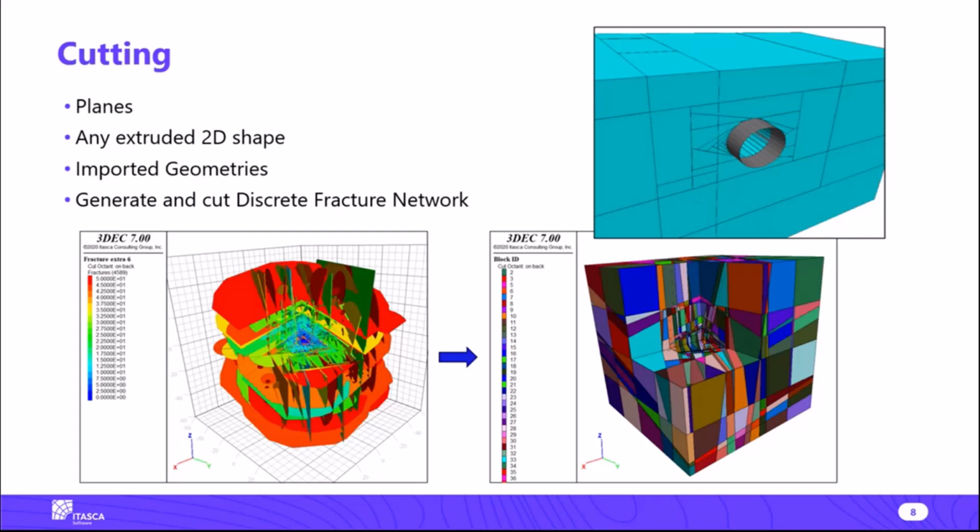And then the last bullet point here is you can generate discrete fracture networks. This is a capability that exists in all of the ITASCA programs, the ability to create a fracture network with different size distributions and orientation distributions and so on. But what's unique about 3DEC is that once you have the discrete fracture network, you can cut it. You can use that to create a model with a bunch of joints in it that match the fractures that you just created. That is showing on the left-hand side the DFN that was created, and on the right-hand side, the 3DEC model that results from cutting.